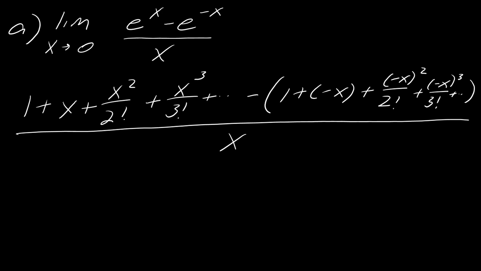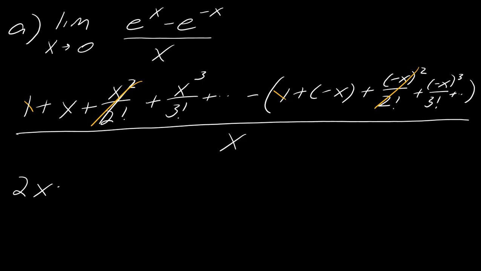So if I look through this, I notice that the 1's drop out, right? And then it looks like the x's can be combined. So this becomes 2x. Then I've got x squared over 2. This becomes positive x squared over 2. So then I'm subtracting this off. So these x squareds will cancel out. And then let's see. I've got x cubed over 3 minus, and then this will be negative x cubed over 3. So this becomes plus x cubed over 3.